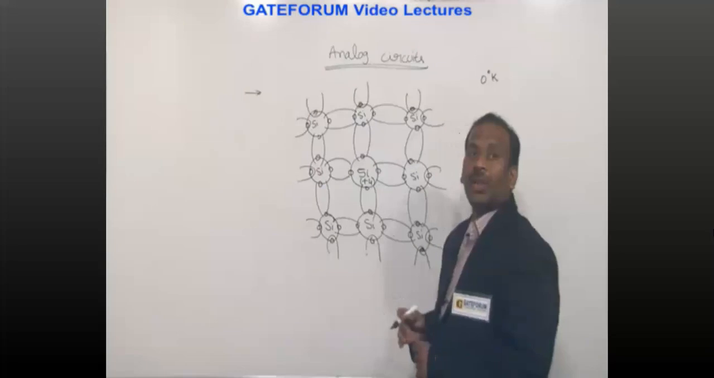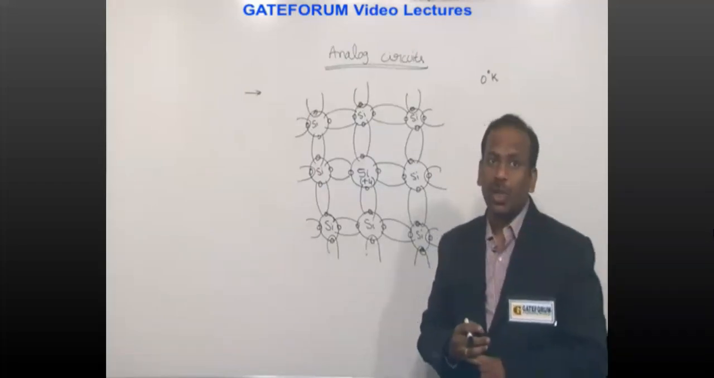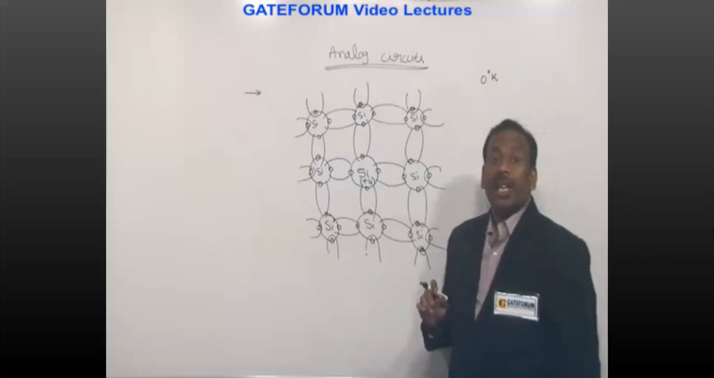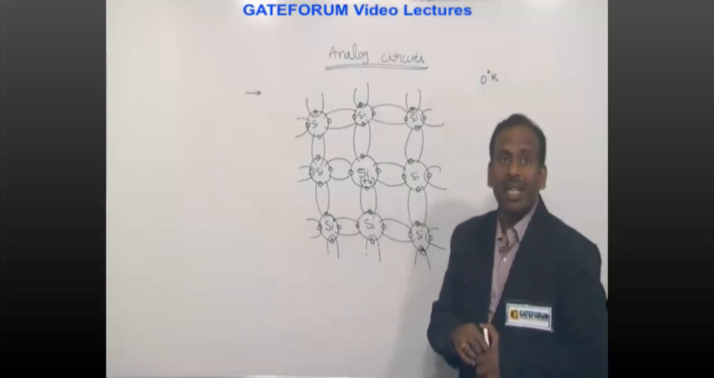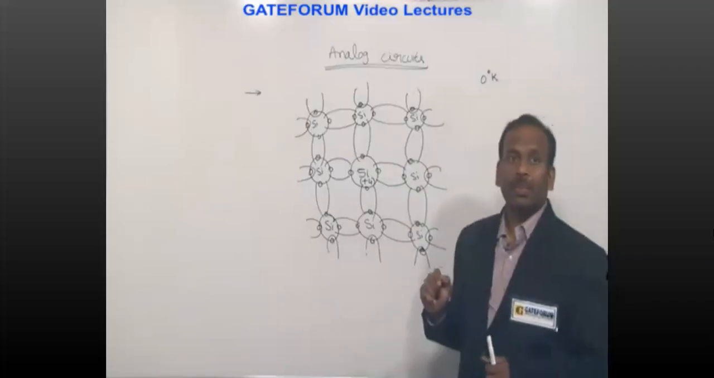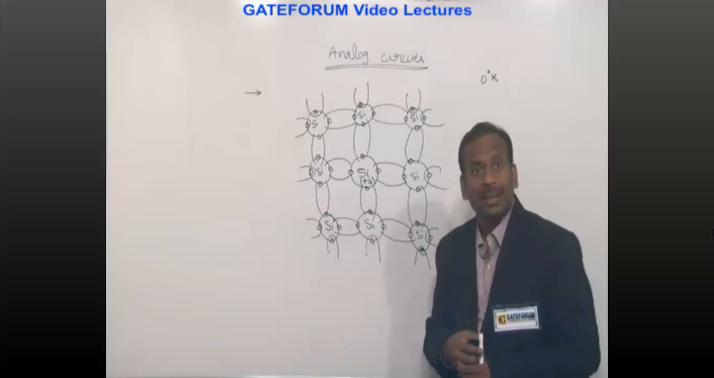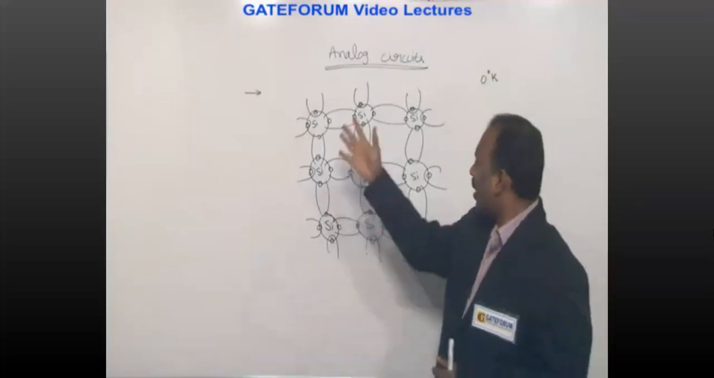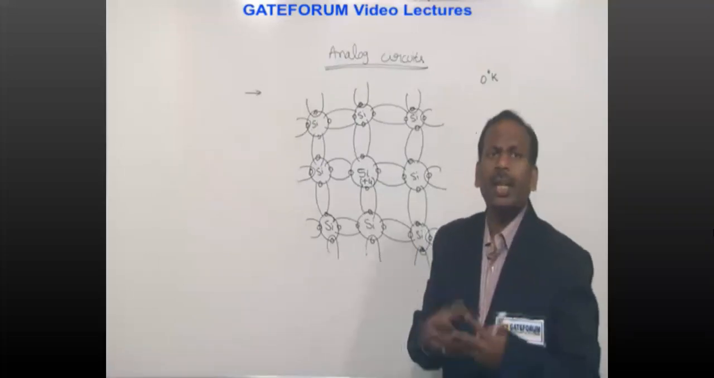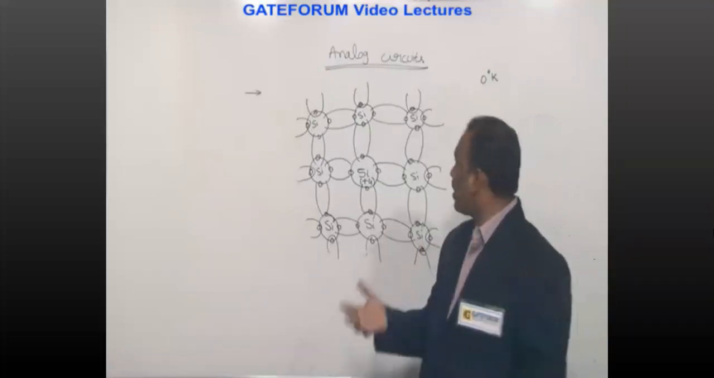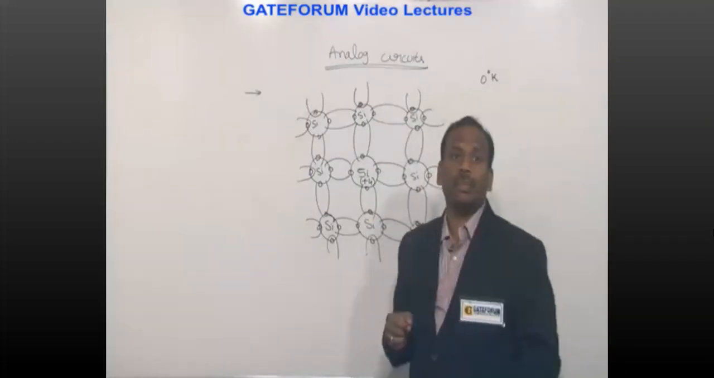0 degree Kelvin, that is minus 273 degrees centigrade, absolute zero. Clear? Therefore, one statement I said previously: at 0 degree Kelvin, semiconductors act as insulators. Since there are no free electrons available, which are responsible for conductivity, there is no current, hence they will act as insulators at 0 degree Kelvin.